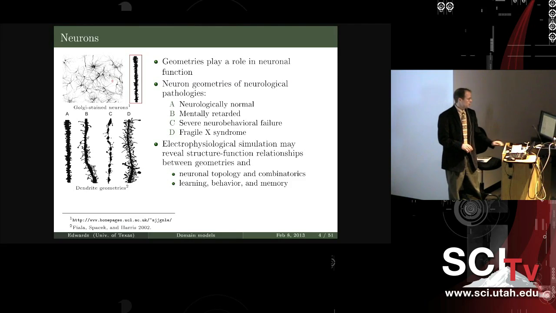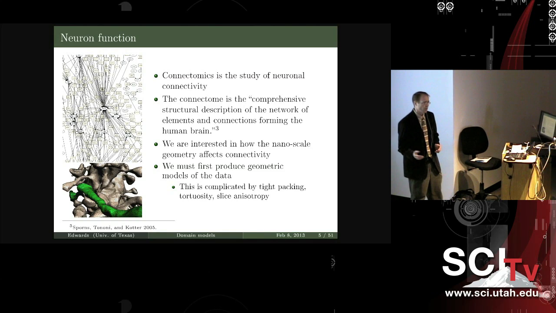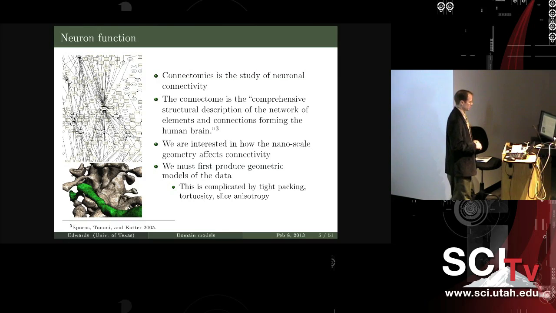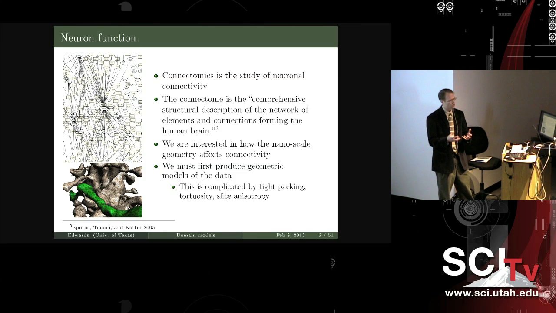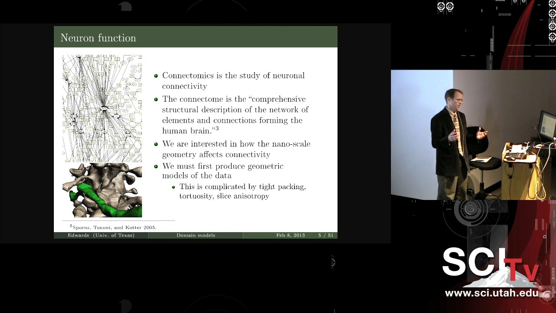So, pretty hot topic right now, and some work is also going on here at the SCI Institute, is connectomics, which is the study of neuronal connectivity. But what we're interested in is how the geometry at a very high resolution affects the connectivity, the graph, and the combinatorics of the connectivity graph.